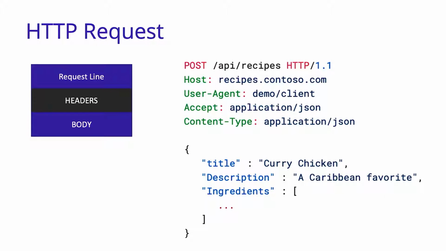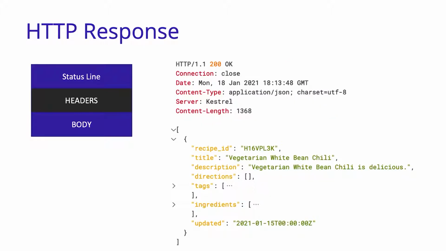Next, we have the HTTP headers, and the headers are essentially key value pairs. They contain metadata that's associated with this respective request. And next, we have an optional body section. In the body section, we have information that we can optionally send along with that request that might be useful for processing it. Now let's take a look at an HTTP response.